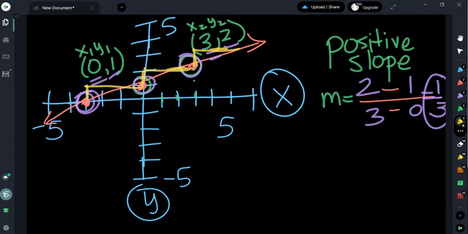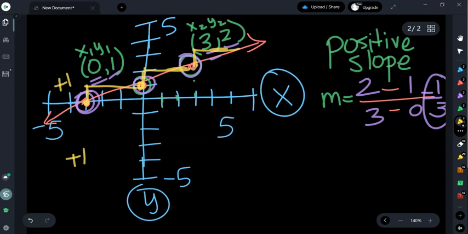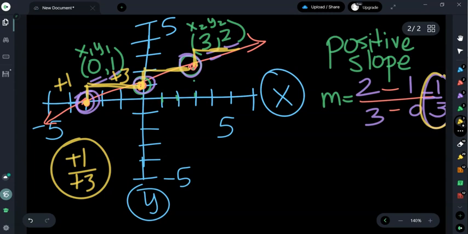Now, going left to right, what did I do to get from this point to this point? Well, I went up 1, that's positive 1. And I went over 3, that's positive 3. There's my slope, 1/3. Do you see? If I do this from this point to this point, I will get the same thing. Up 1, that's a positive 1. Over 3, that's a positive 3, 1/3.